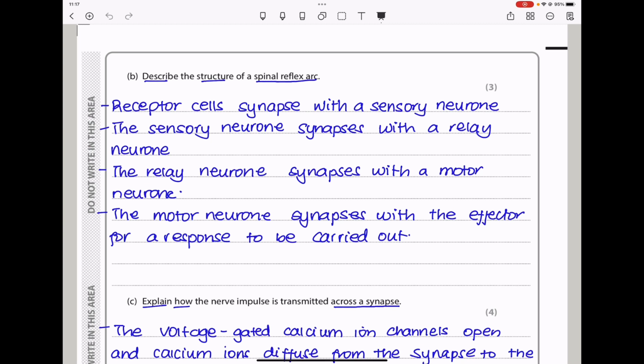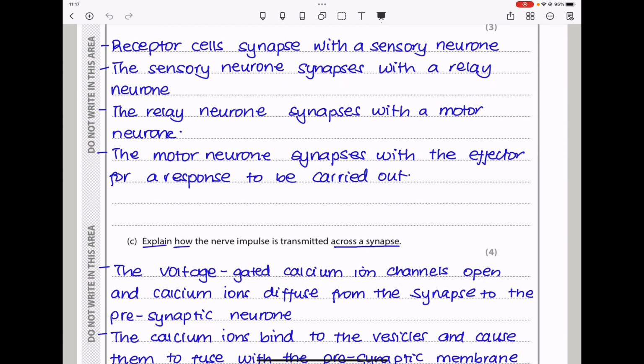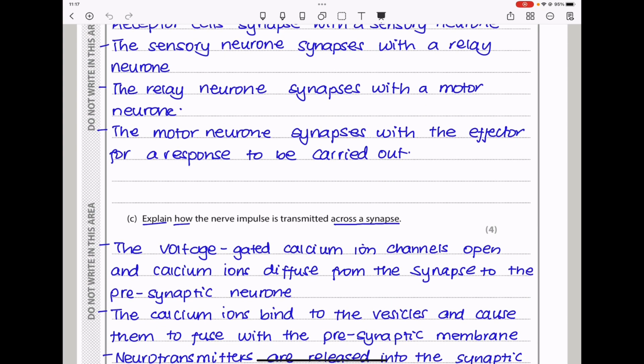The spinal reflex arc begins with the receptor cells and ends with the motor neuron synapsing with the effector. So I said receptor cell synapses with a sensory neuron, and then the sensory neuron will synapse with a relay neuron. The relay neuron synapses with the motor neuron, and the motor neuron synapses with the effector for a response to be carried out.